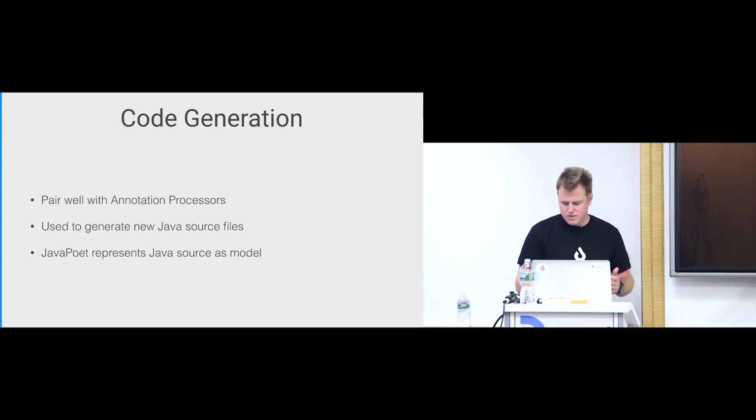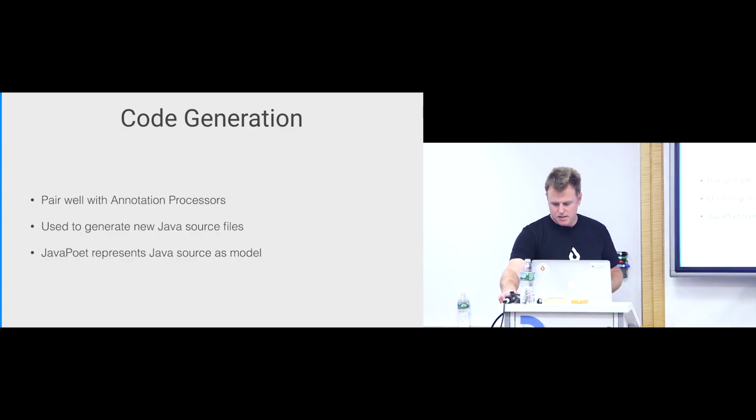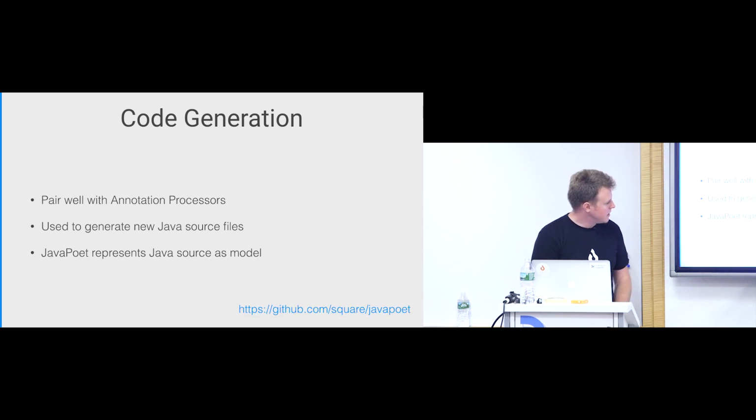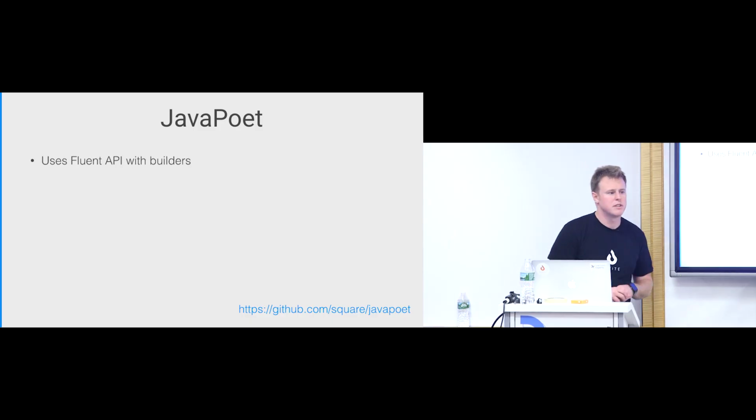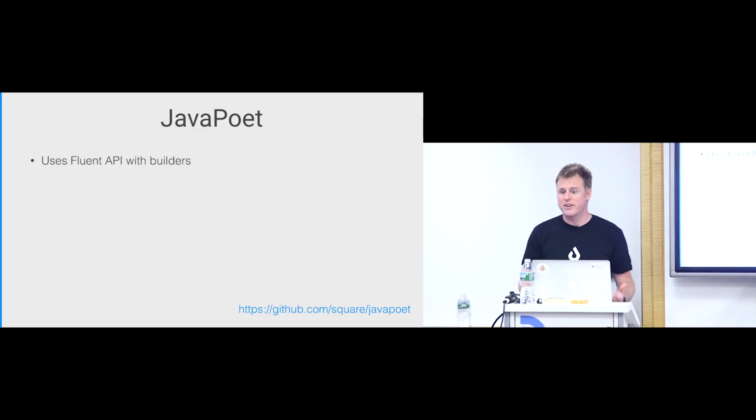And what it does really nicely is it represents Java sources as model objects, right? So we have models for all of the parts of Java. And here's a link down at the bottom, github.com/square/javapoet. So it gives you a really fluent interface. So it uses a fluent API with builders to help you generate the code. And it's based on specs.